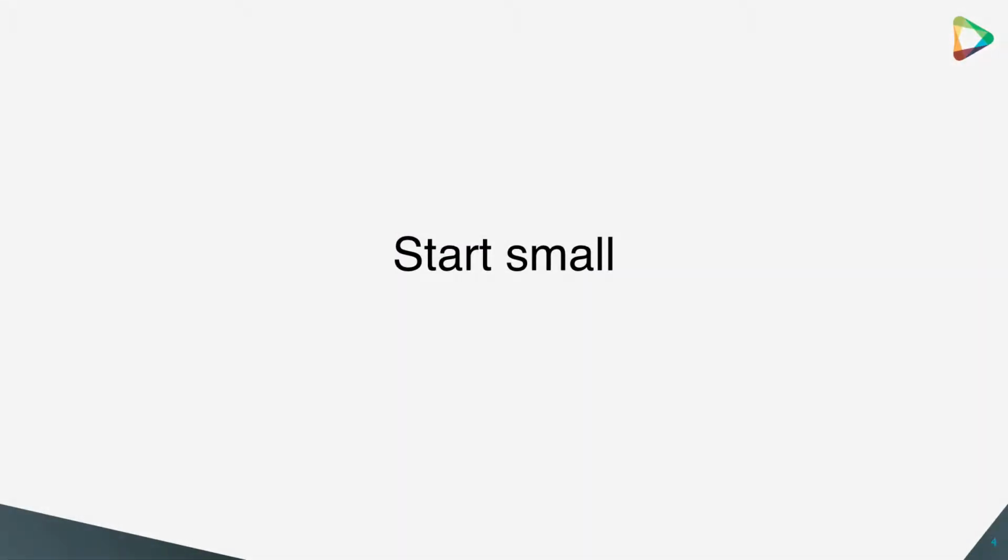Start small. Start with a single task, a single process that you want to go into and have a look at. So, okay, how am I actually going to do this? Look at the specific task, then work your way up. Now I've done this, then we can do this. Then you will grow and grow in your automation journey.